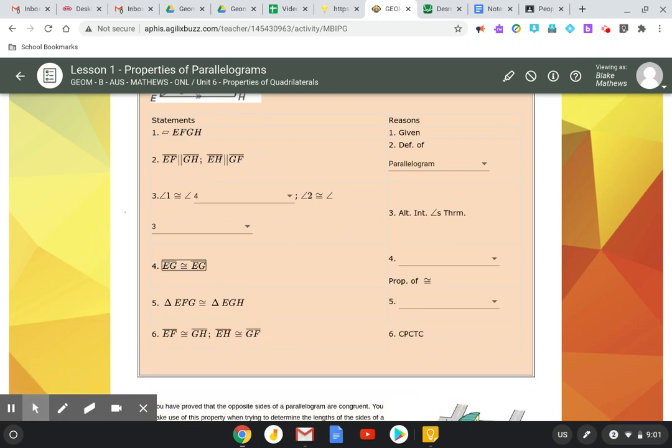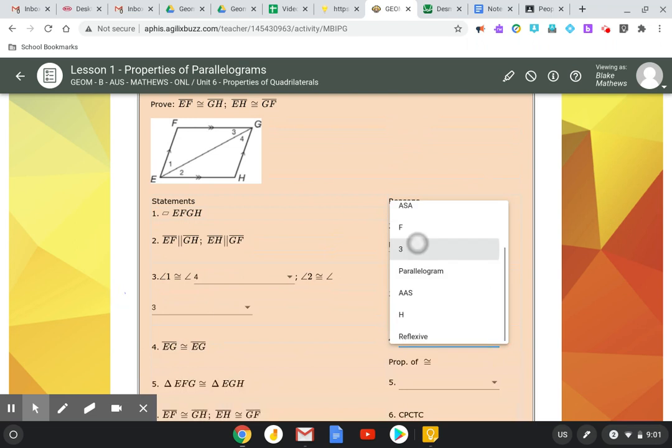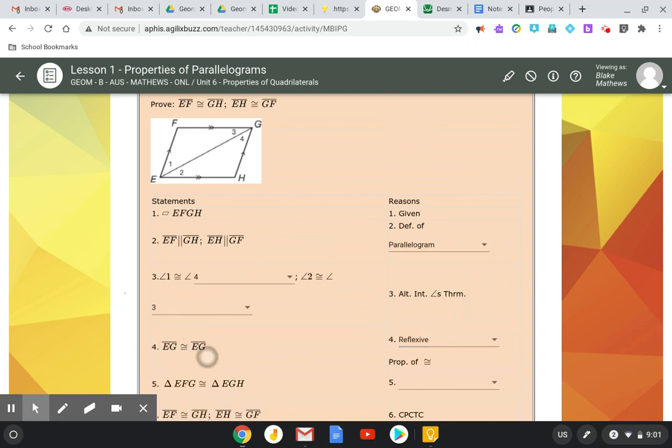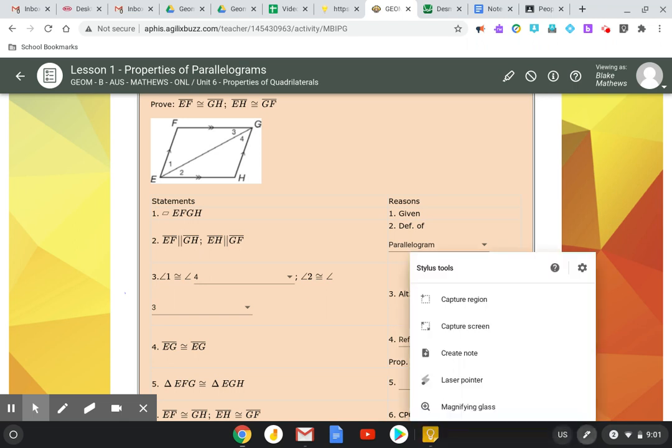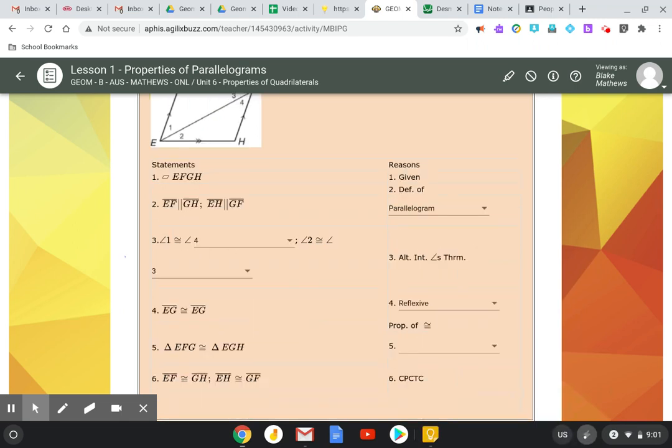Now it says EG is congruent to EG. Well, that's obvious. Well, this is a special kind of property. You'll see this happen a lot in proofs, and it is called the reflexive property of congruence. Reflexive, you know what a reflex is? It's like a reflection, right? So what we're saying is these are the same. EG and EG, which is what we see here, this diagonal, is congruent to itself. And so that's where we're getting that information from.